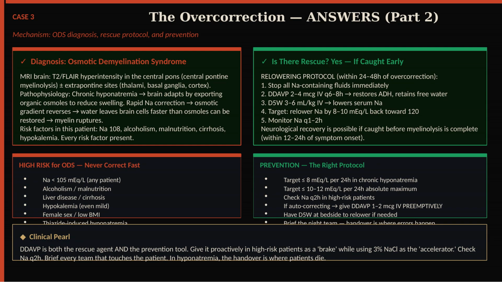The diagnosis is osmotic demyelination syndrome. The MRI will show T2 and FLAIR hyperintensity in the central pons, central pontine myelinolysis, and possibly extrapontine sites like the thalami and basal ganglia. The pathophysiology is elegant and tragic. In chronic hyponatremia, the brain protects itself by exporting organic osmoles to avoid swelling. Correct the sodium too fast, and that gradient violently reverses.